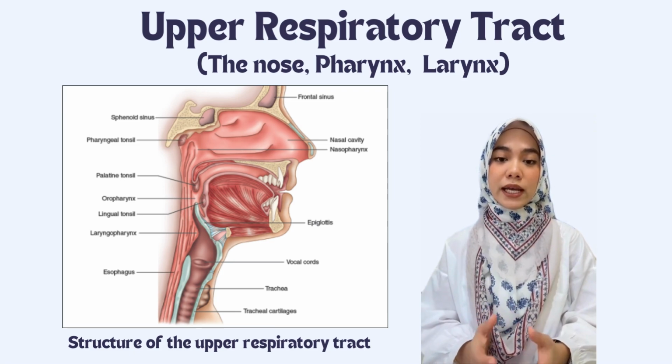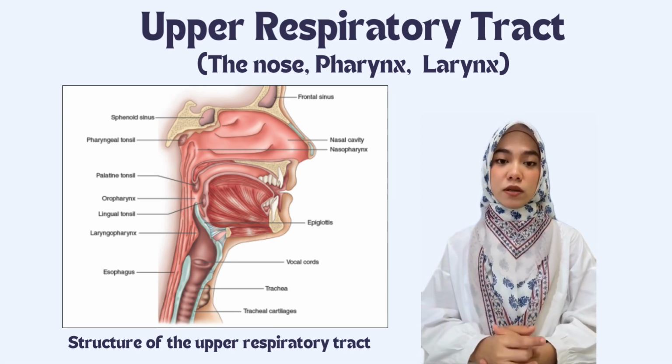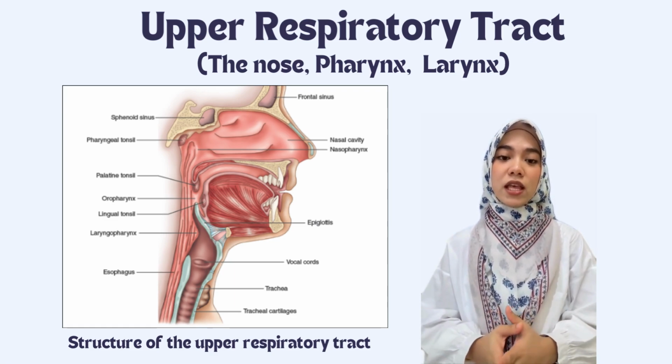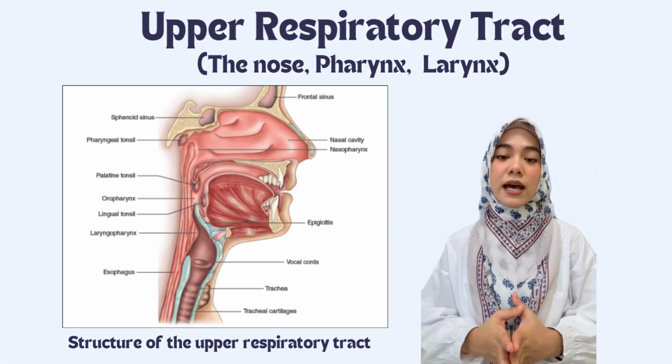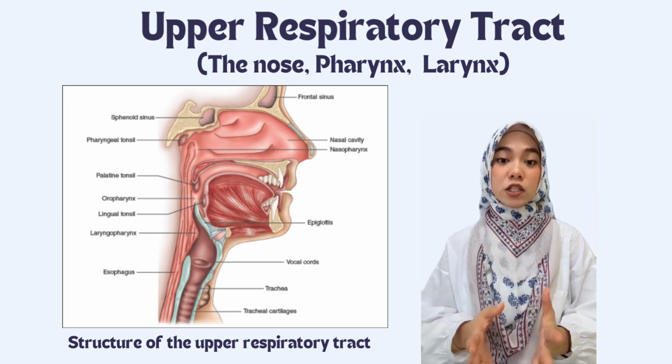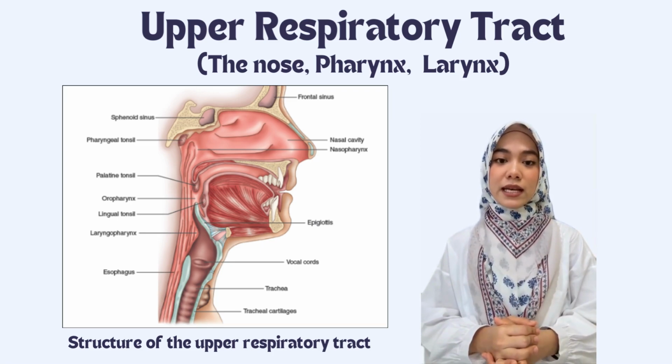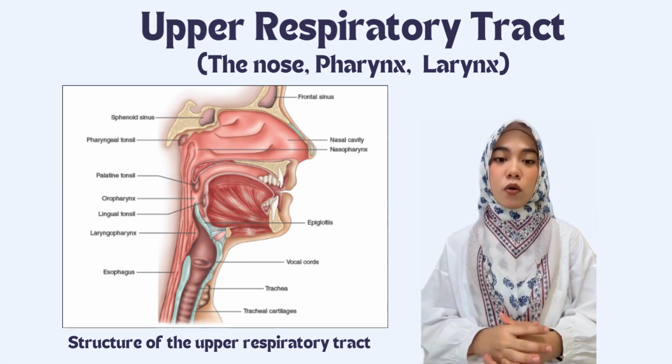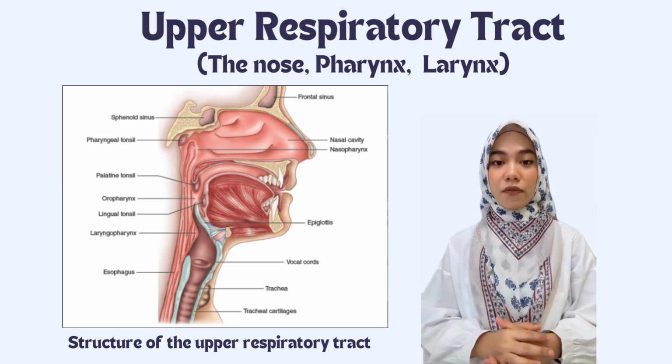The oropharynx is the opening of the throat into the mouth. The lingual tonsil is located in the oral cavity, while the palatine tonsil is located behind the roof of the oral cavity. The throat extends inferiorly as the larynx and ends in the vocal cords, which form the upper segment of the trachea.